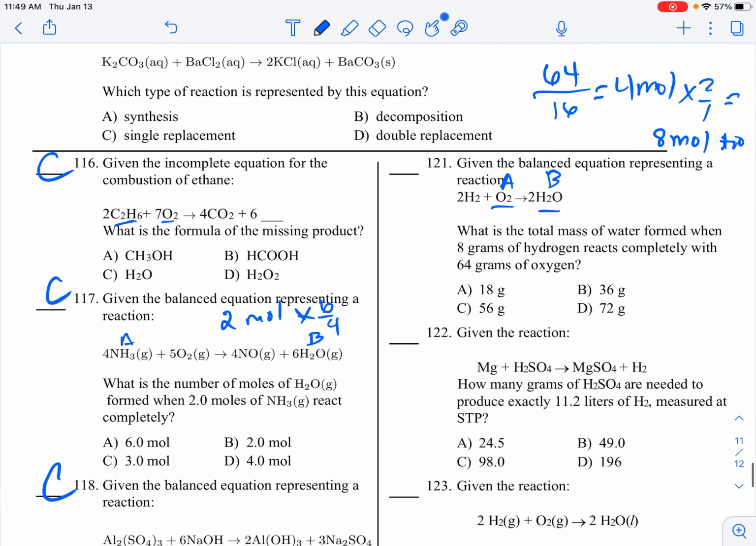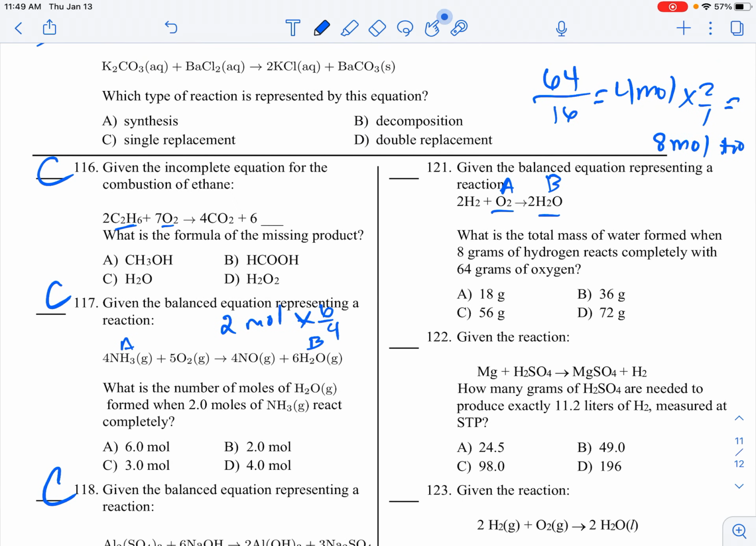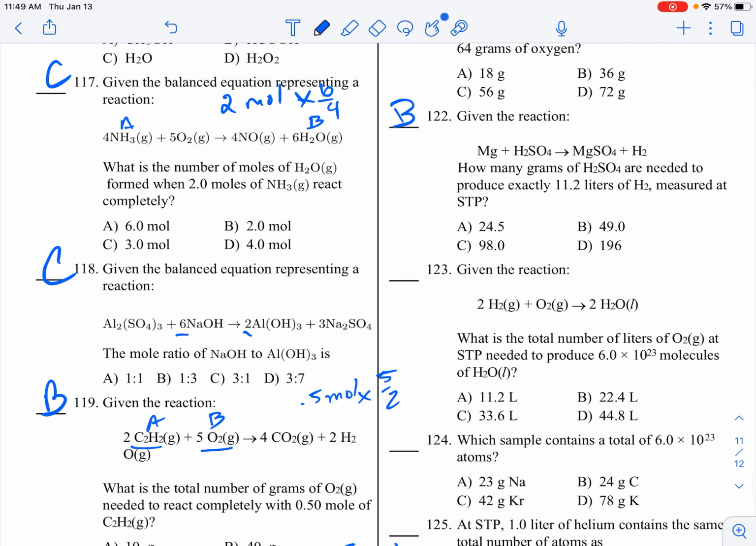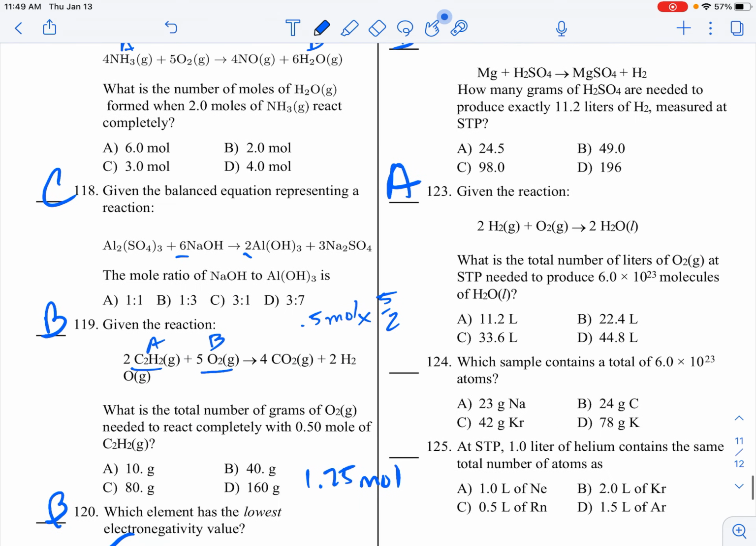I'll just tell you. You know what? I'm just going to tell the answer. 121 is D. 122 is, you need your expanded mole map. I really want to get this done in my planning period. 123 is A. Ask me in class.